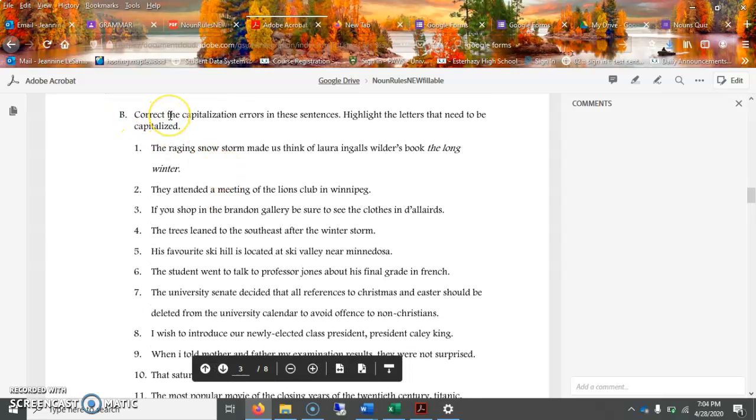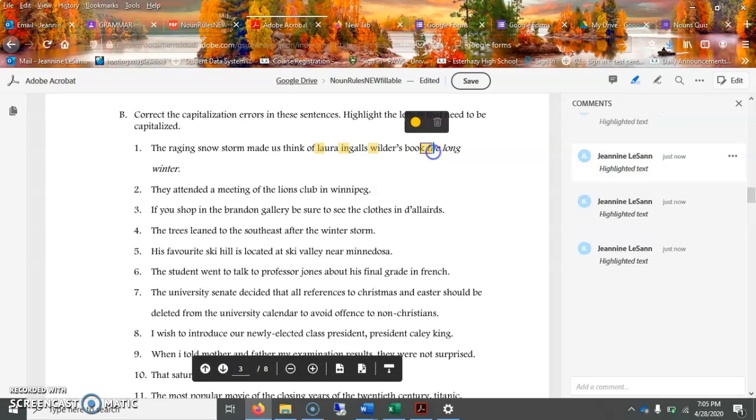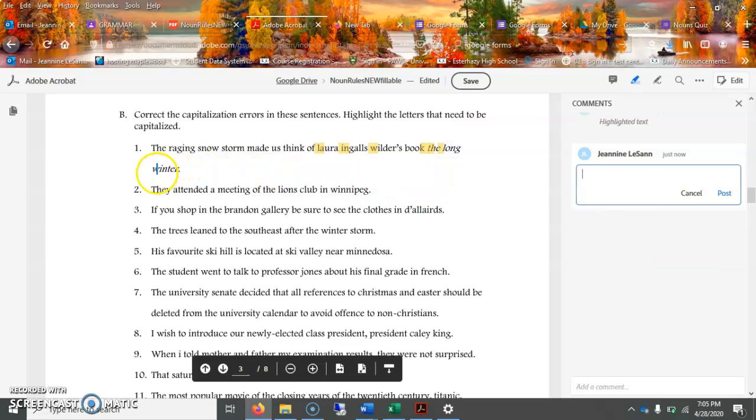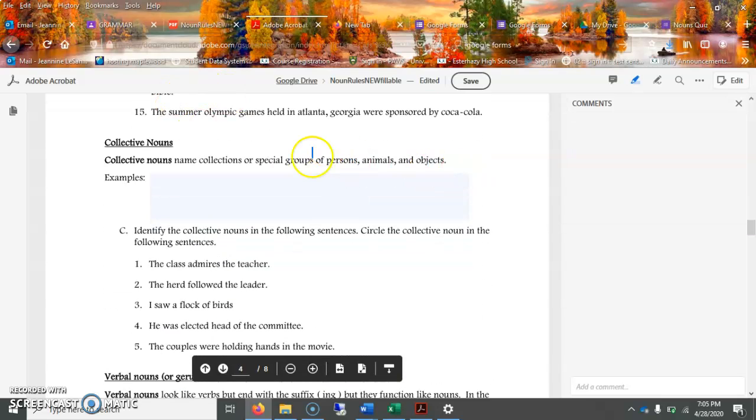So the first example, we're going to correct the capitalization errors in these sentences. We're going to highlight the letters that need to be capitalized. It might not let us capitalize the letter, it might just let us capitalize the word. But Laura, oh, it did. Ingalls Wilder's book, The Long Winter. Sorry, it's not working. It's not the greatest, but you get the idea. So that is what needs to be capitalized in that sentence: the name of the book, and this is the person's name. I'll let you guys do that section.